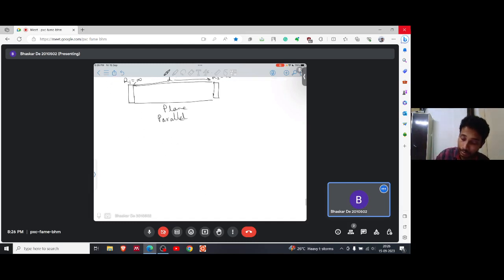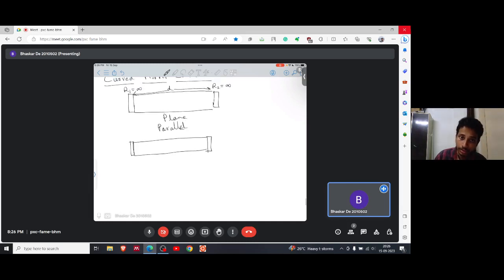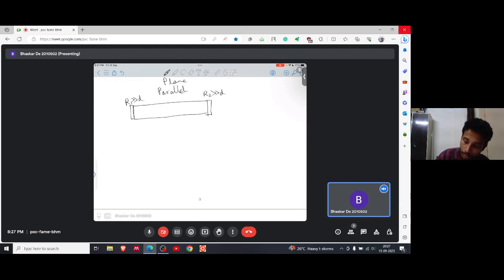Again there is a similar kind of thing, so it is also looking like the plane parallel, but it is actually not plane parallel. It is R1 much greater than D and R2 much greater than D, so it is not infinity. So these are not plane mirrors, these are actually curved mirrors, but as the radius of curvature is very big, it looks like a plane mirror. Okay, so this is known as the long radius cavity.